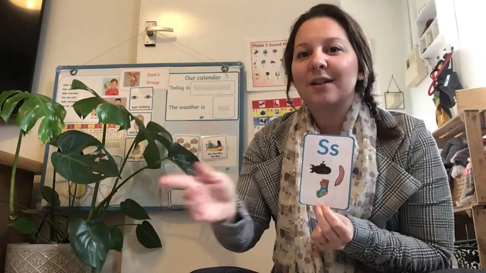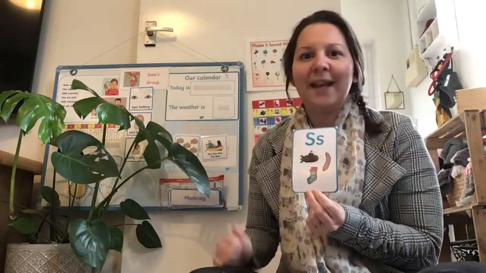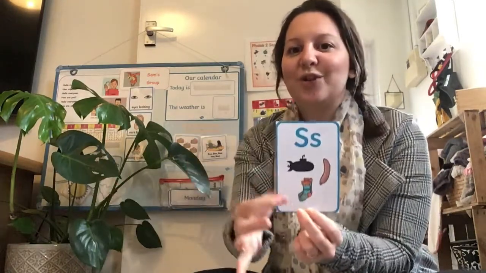So what we teach is this. So we've got the letter S and it makes the sound S. So it's not sir. Sir is not the name of the letter and it doesn't make a sir sound, does it? It's not sir. It's S. S for submarine, S for sock, S for sausage. So it's the letter S and it makes the sound S for sunflower.